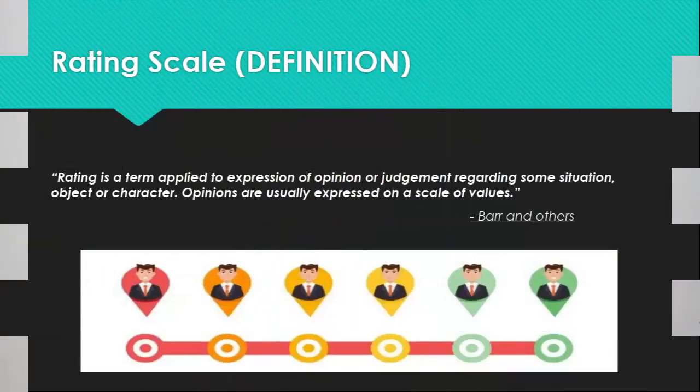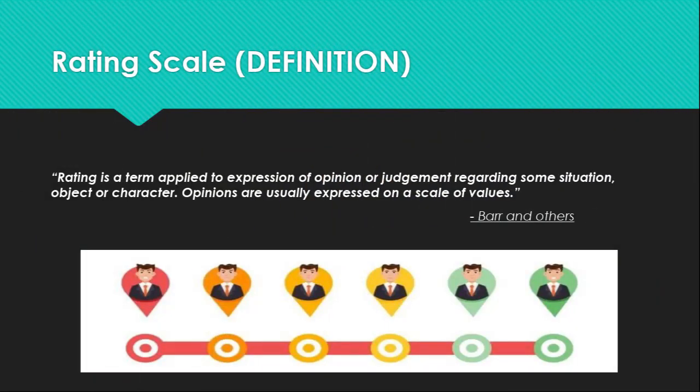Let's move on to the definition of rating scale. Rating is a term applied to expression of opinion or judgment regarding some situation, object or character. Opinions are usually expressed on a scale of values, and this definition is given by Barr and others. So rating is a term which we use to express our judgments on objects or someone's performance, and it is given on the scale of values.